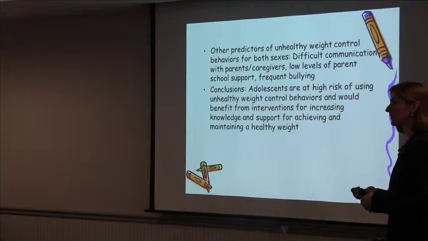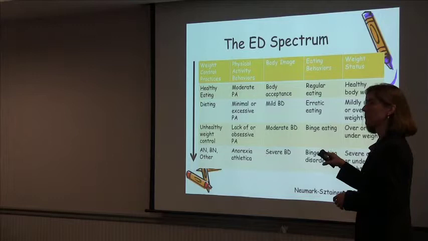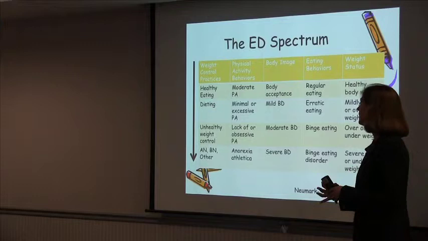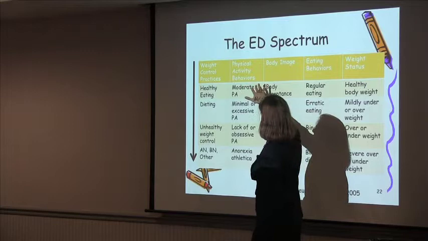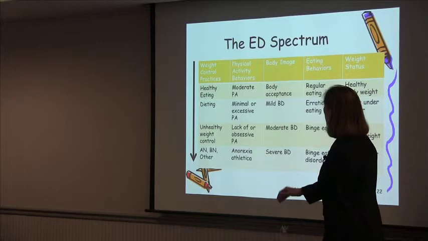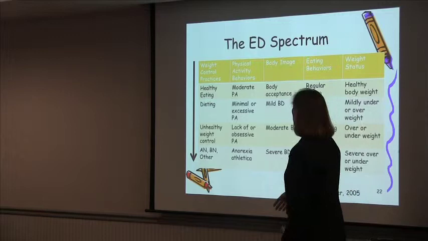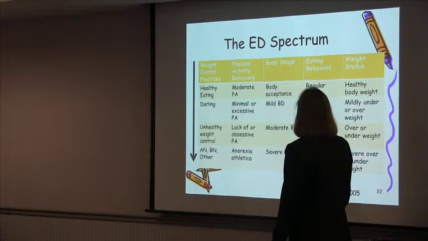This is a slide from Deborah Newmark-Stainer that shows the relationship between pediatric obesity and the development of disordered eating. And so we have, from left to right, weight control practices, physical activity behaviors, body image, eating behaviors, and weight status. And as we go down the chart, we see the progression from quote-unquote more normative eating to more disordered eating. So in the first line, we have healthy eating, moderate physical activity, body acceptance, regular eating, and then healthy body weight.